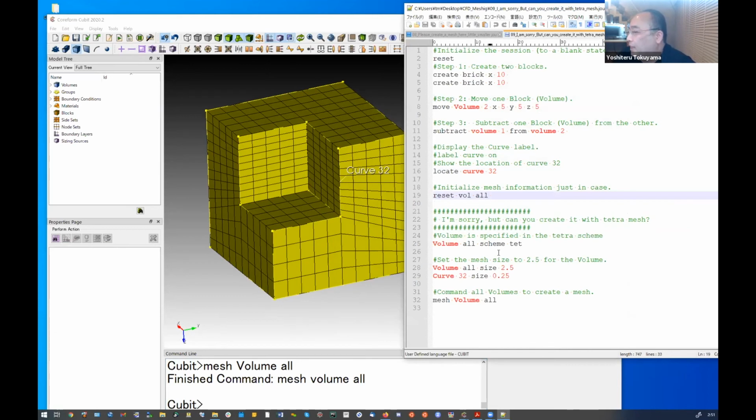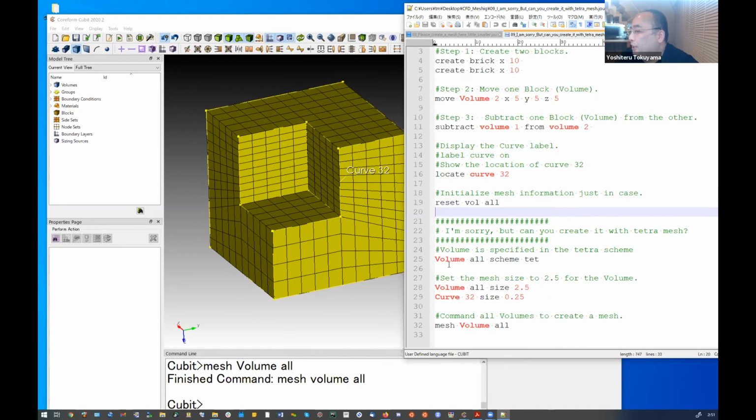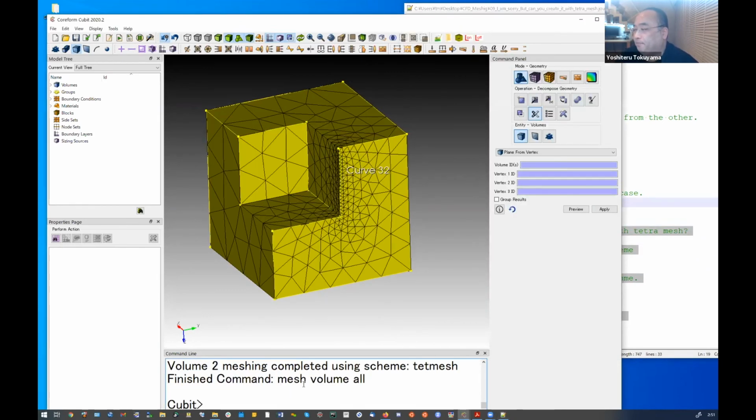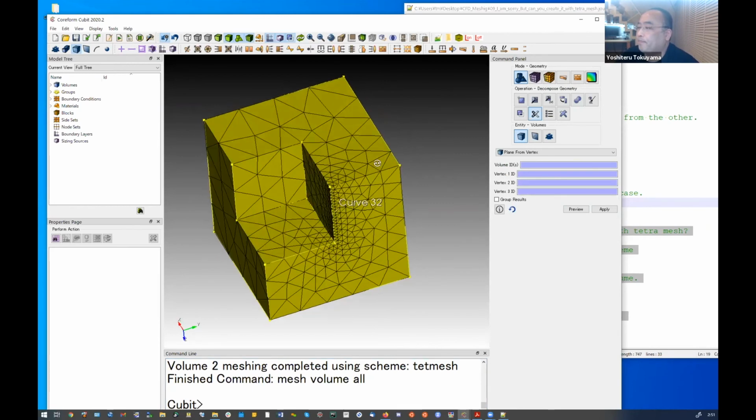My boss said, I'm sorry, but can you create it with Tetra mesh? It is easy. I only add this command. And cut and paste.